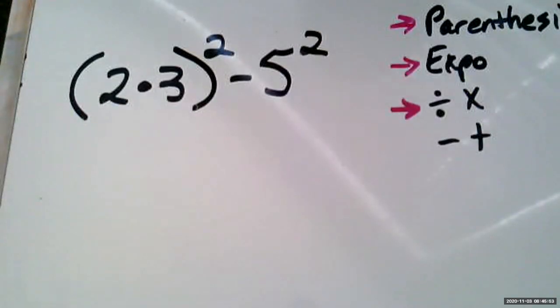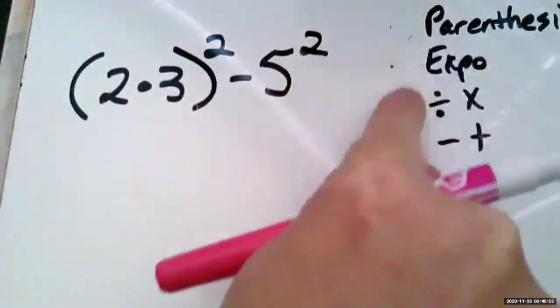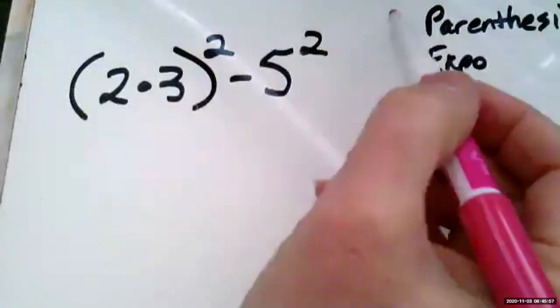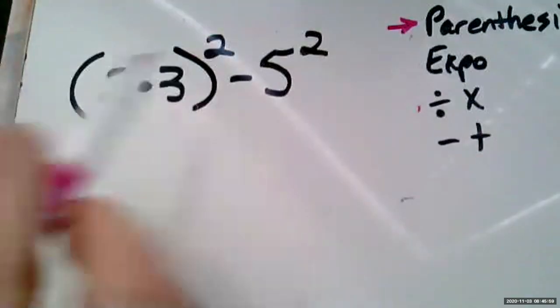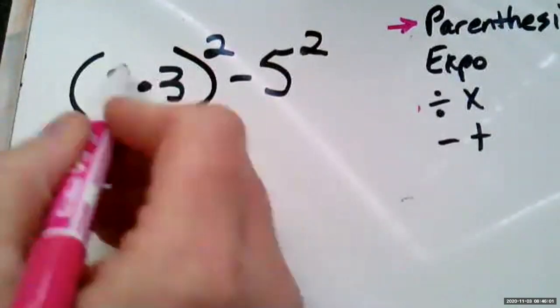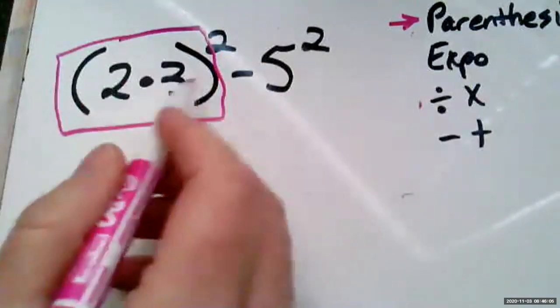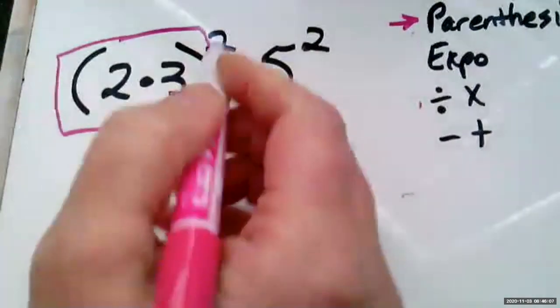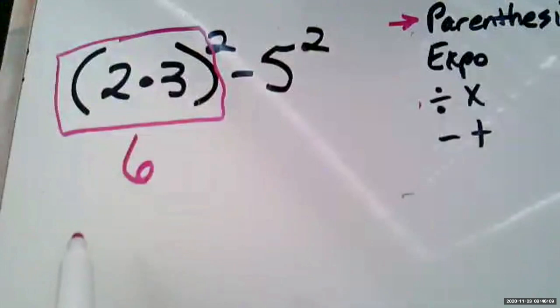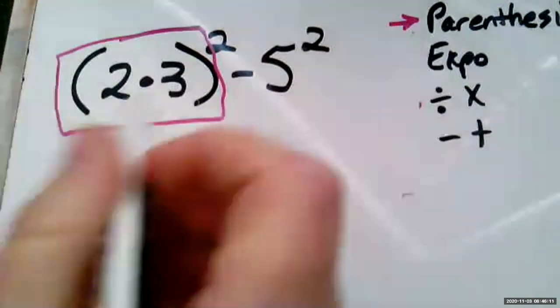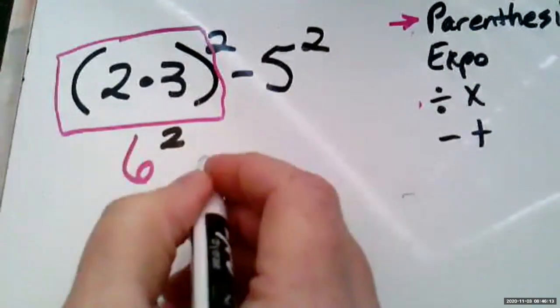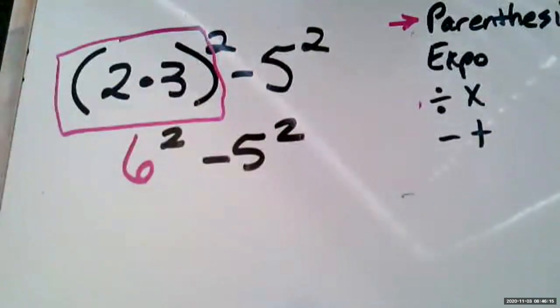So we are going to go through our order of operations again, starting with the parentheses. All right, parentheses first. So 2 times 3 is inside the parentheses. I'm going to solve that part first. 2 times 3 is 6. And it says to the second power, so I'm going to leave that second power there, minus 5 to the second power.